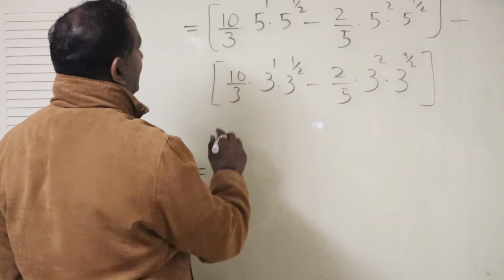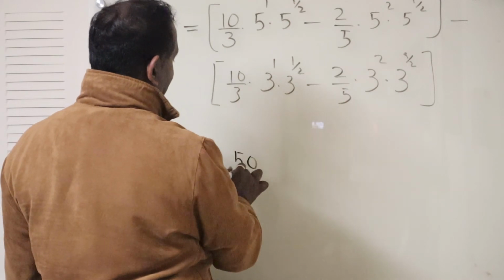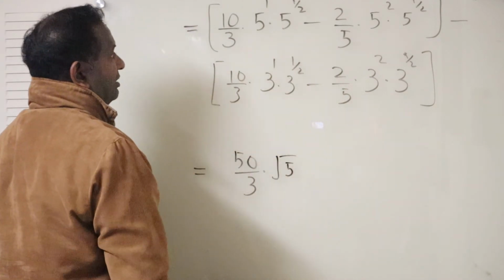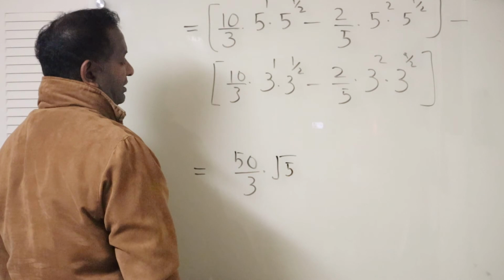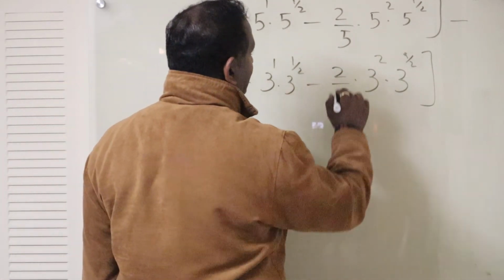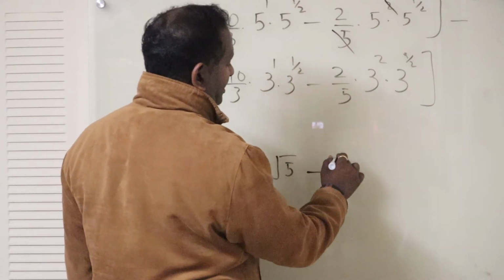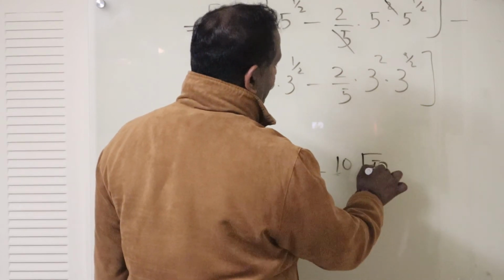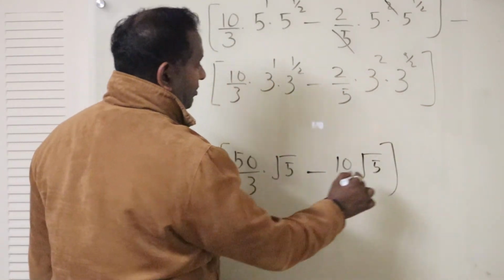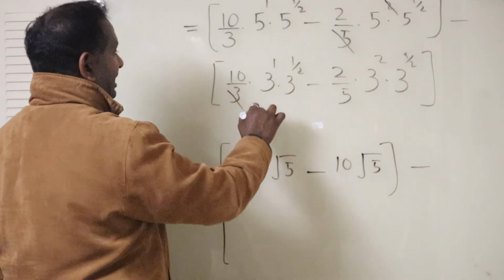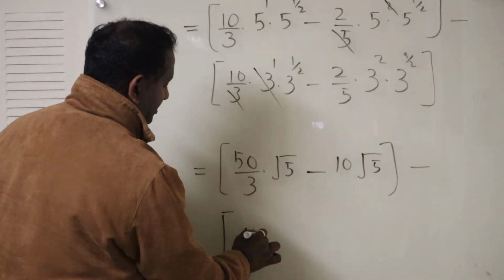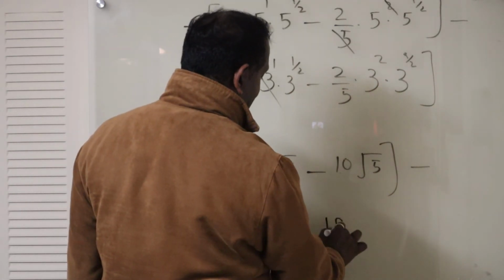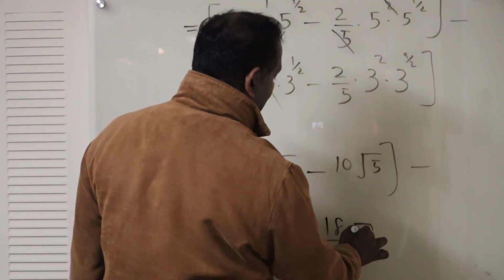Now let's simplify. So 5 times 10, 50. 50 over 3 times square root 5, minus this 5 and 5 get cancelled off. Then 10 and square root 5, minus here this 3 and this 3 get cancelled off. 10 square root 3, minus 3 times 2 is 9, 9 times 2, 18 over 5 square root 3. You see?